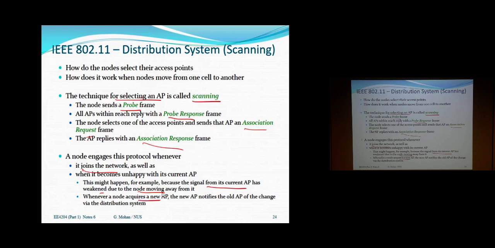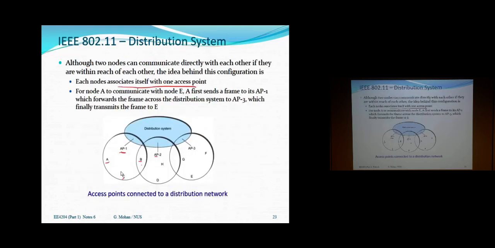Whenever a node is attached to a new access point, the new access point will notify the old access point of the change via the distribution system. That means initially it is attached to this, then later to this. Once it is attached to this, AP2 will inform AP1 that C is no longer with you.